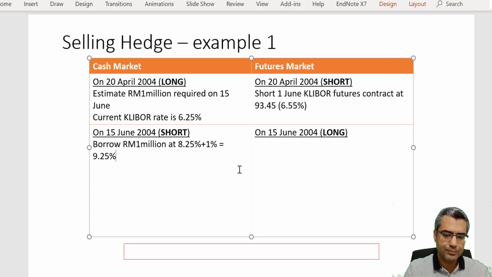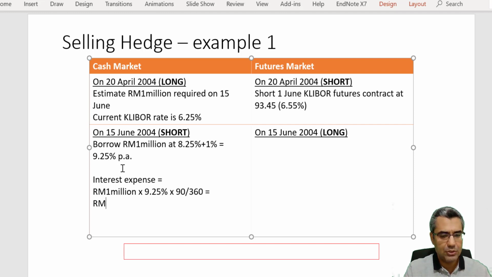And there you go. Now, what is the interest that you have to pay? Interest expense is 1 million ringgit multiplied by, the cost is 9.25%, right? 9.25%. For how long you want to borrow? For 3 months. So you adjust it for 3 months, and then this means that the interest expense is 23,125 ringgit.